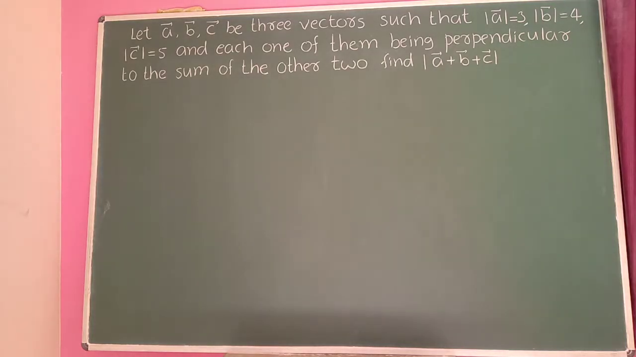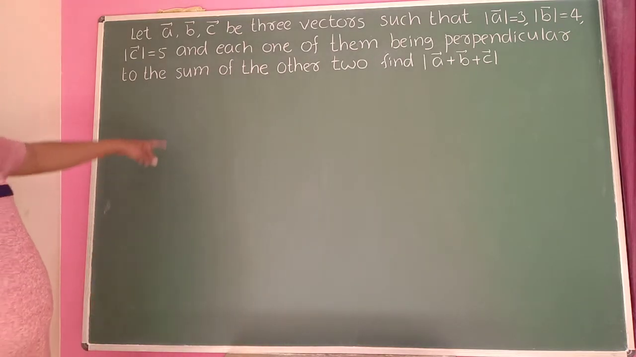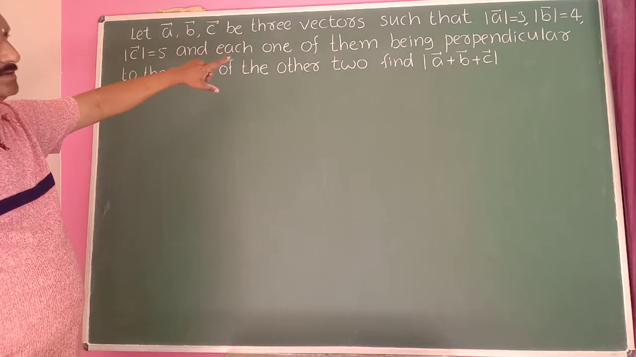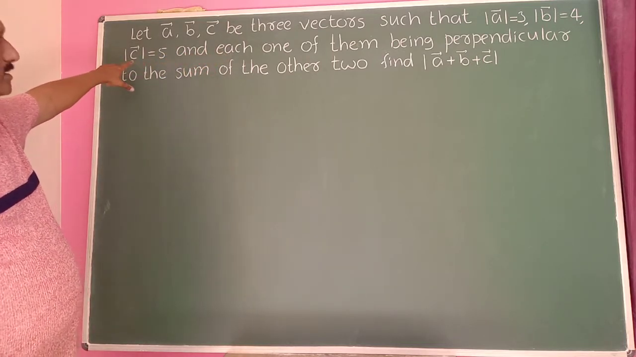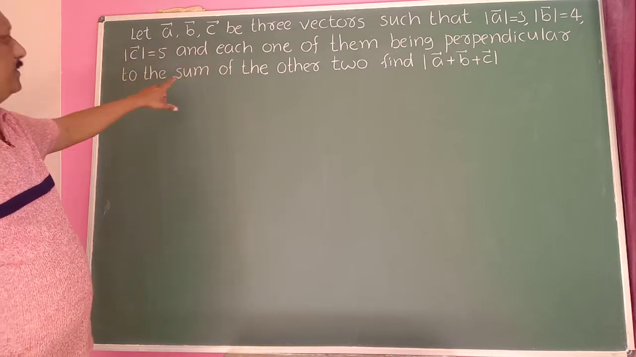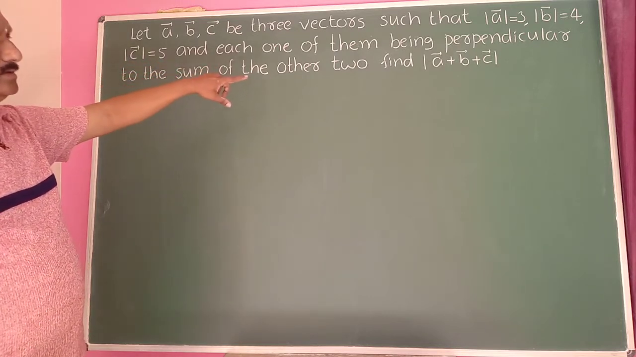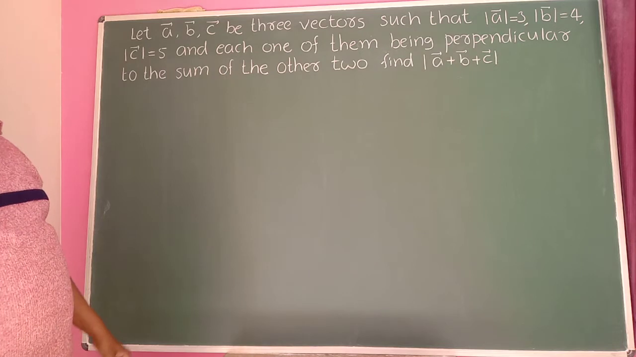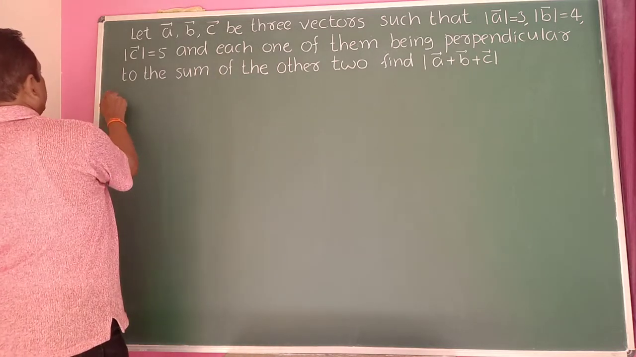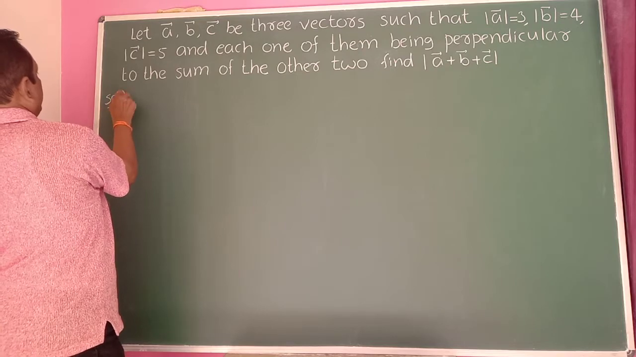So next, solve a miscellaneous problem here. Let A bar, B bar, C bar be three vectors such that modulus of A bar is 3, modulus of B bar is 4, modulus of C bar is 5, and each one of them is perpendicular to the sum of the other two vectors. Find modulus of A bar plus B bar plus C bar. Okay, take care of the solution.